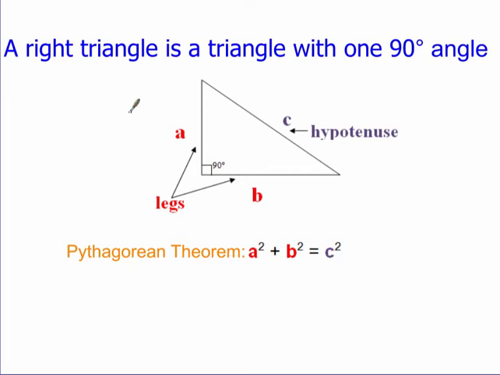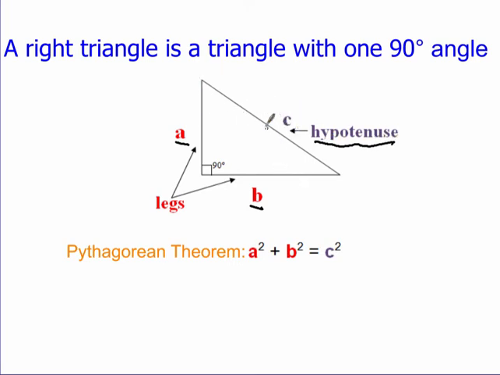So, some vocabulary we need to discuss. The two shorter sides of the triangle are what we call the legs. And together, the legs make up the 90-degree angle. And we always represent them with the letters A and B. The longest side of a right triangle is called the hypotenuse. And we always represent that with the letter C.